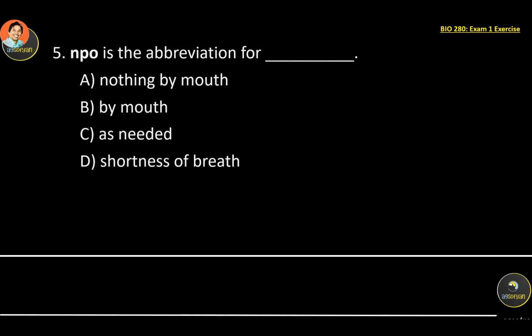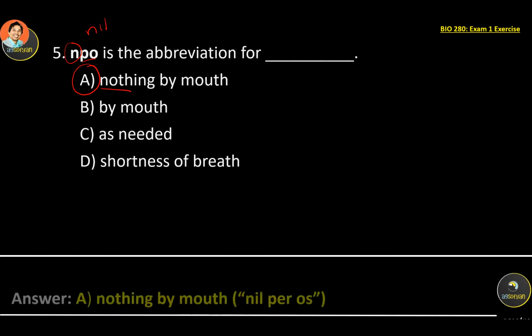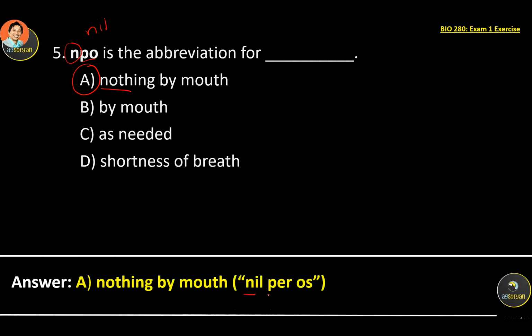NPO. Okay, so this is also a Latin word. If you see PO is by mouth, then N actually means no or nil. Nil means no. So this means nothing by mouth. So NPO, nil per os, nothing by mouth.